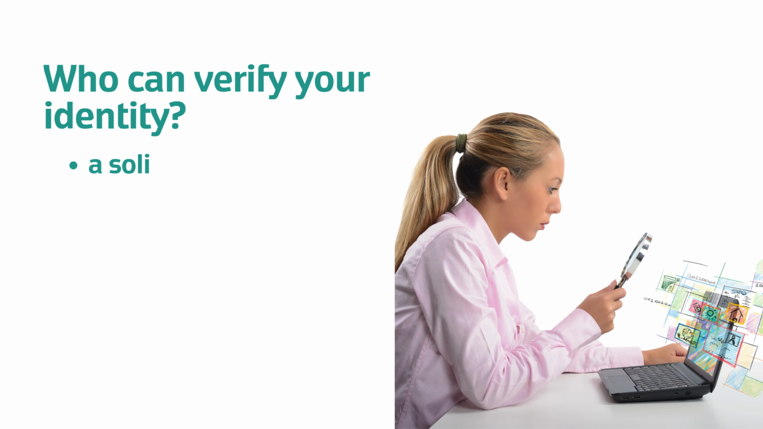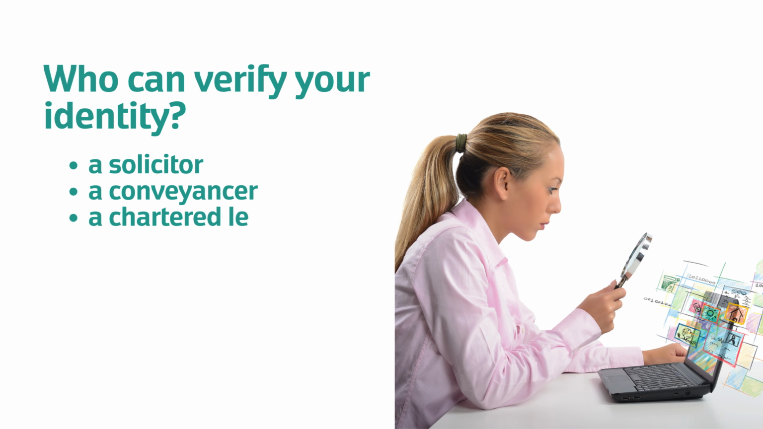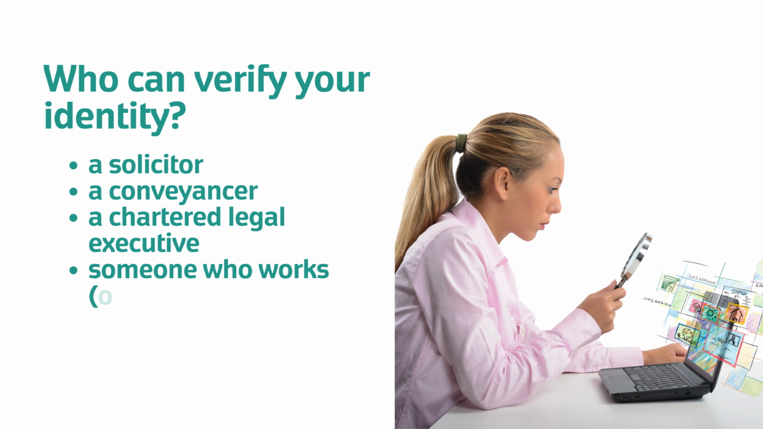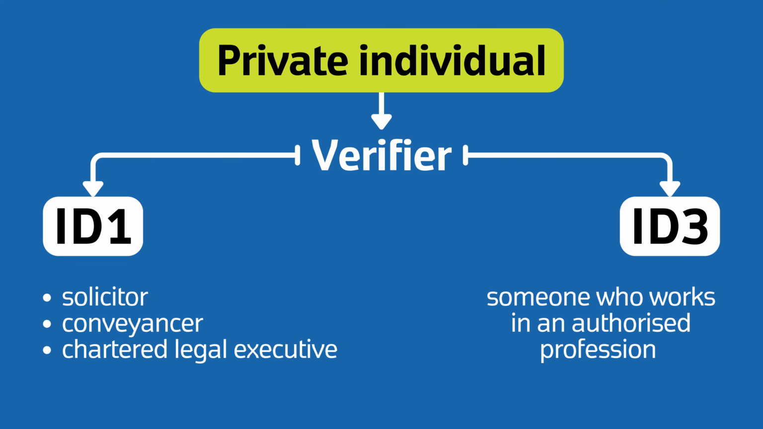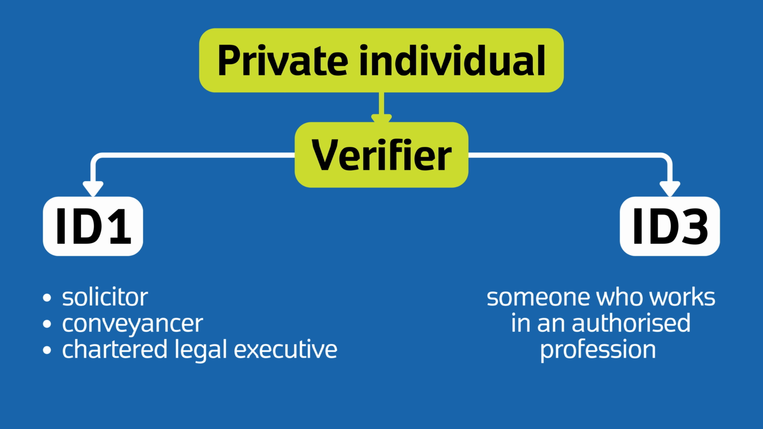You can have your identity verified by a solicitor, a conveyancer, a chartered legal executive, or someone who works or has worked in certain professions. Use Form ID1 if you are a private individual and you're asking a solicitor, conveyancer, or chartered legal executive to verify your identity. Alternatively, you can have your identity verified by someone who works in, or, before retiring, used to work in one of the authorised professions listed in Practice Guide 67. In this case, you would complete Form ID3 instead.